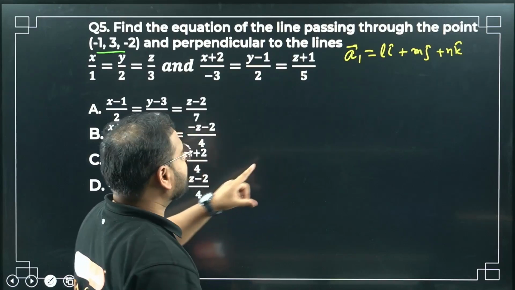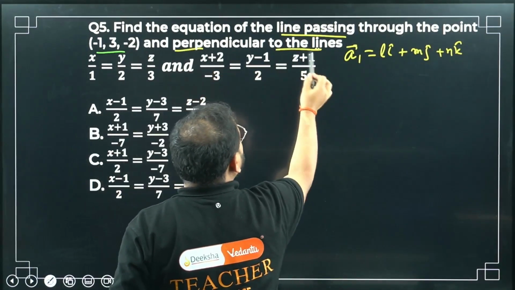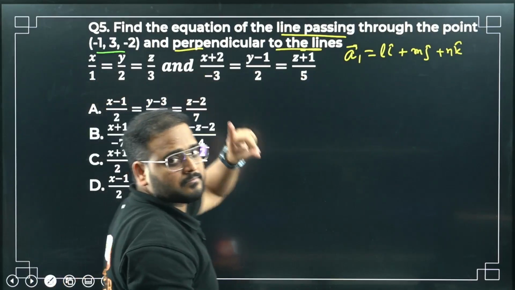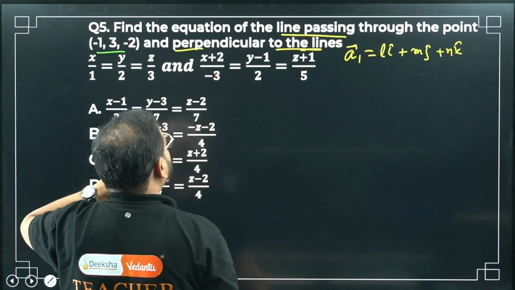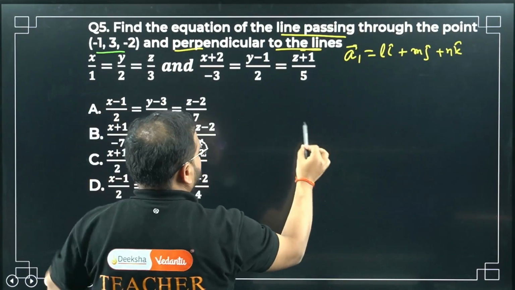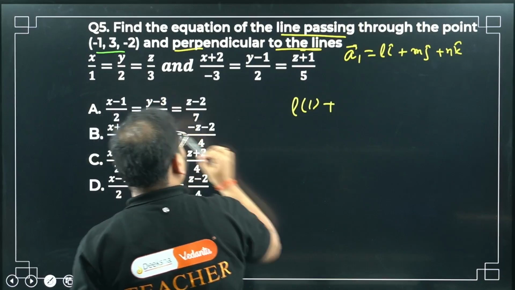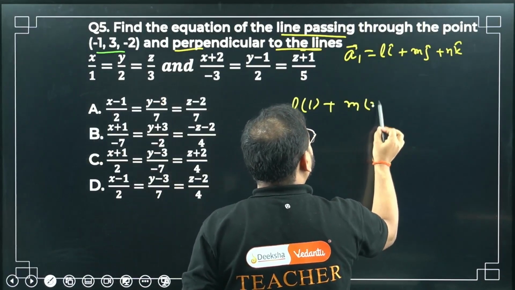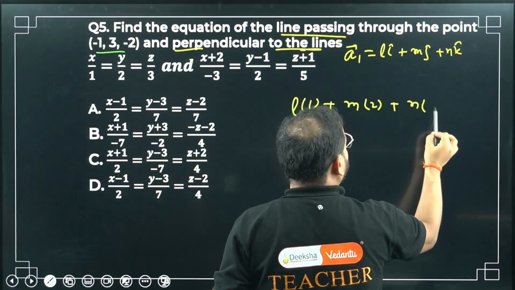Now this line is perpendicular to these lines given in the Cartesian form. Correct, right? Given in the Cartesian form. So basically what I'm trying to say is: l times of 1 plus m times of 2 plus n times of 3 will be equal to what?